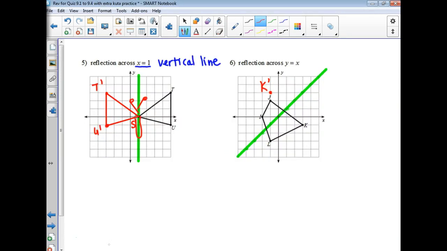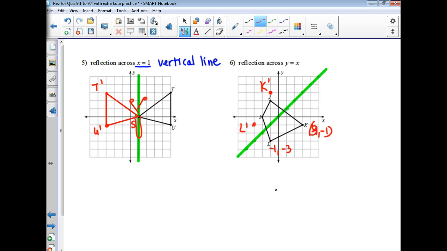K was at negative 1, 3. So K prime is going to be at 3, negative 1. Well, I didn't even put it at the right, wait a minute, it's at 3, negative 1, excuse me. So K prime would be at negative 1, 3. And I have it in the right place, but now you know the coordinates. L is at negative 1, negative 3. So L prime is going to be at negative 3, negative 1. Negative 1, positive 3, correct.